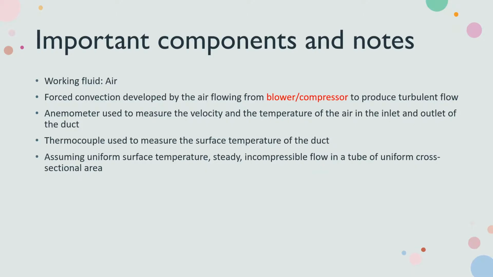Okay, so here are some important components and notes for the experiment. We use air as our working fluid, provided by the blower to produce turbulent flow, and then we use an anemometer to measure the velocity and the temperature of the air at the inlet and outlet of the duct, and also a thermocouple to measure the surface temperature of the duct. We also assume uniform surface temperature, and steady, incompressible flow in a tube of uniform cross-sectional area.